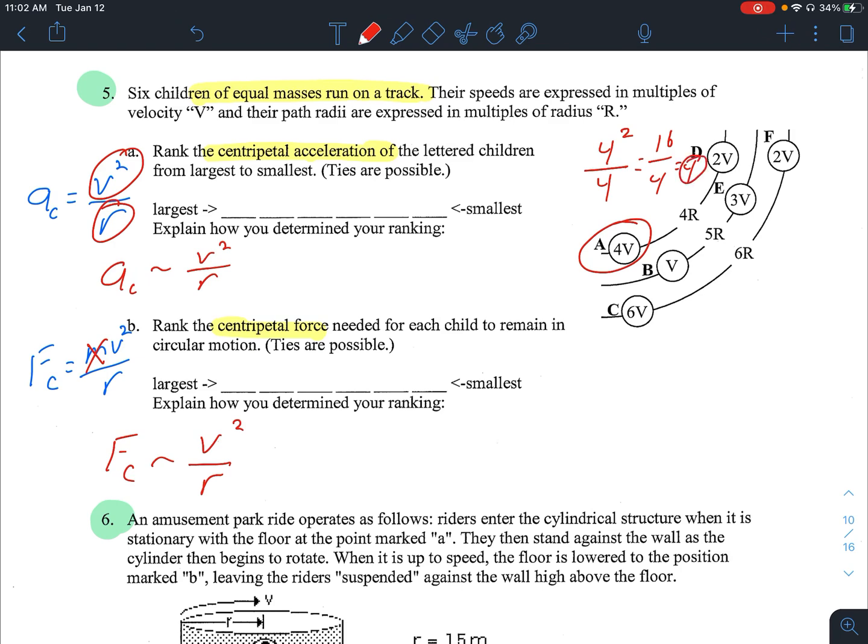For runner B, we'll do B in blue. As far as acceleration goes, it's v squared over r. So v, 1 squared is just 1 over 5. So that would be, again, 1/5. And that's how you would rank each one, and then assign them a spot in that largest to smallest part.